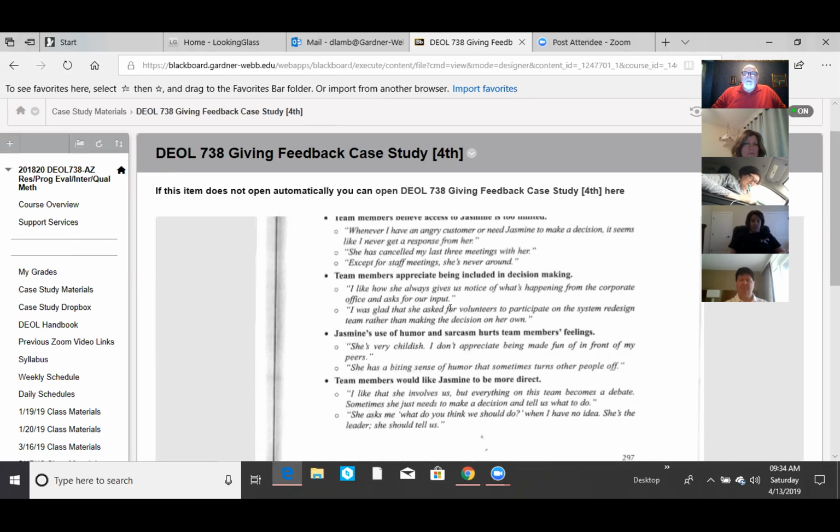Could be argued, she gives us notice about what's happening, that might be neutral, but I consider that to be a negative as well. So I don't really see anything positive here to say to her. Therein lies one of your problems.